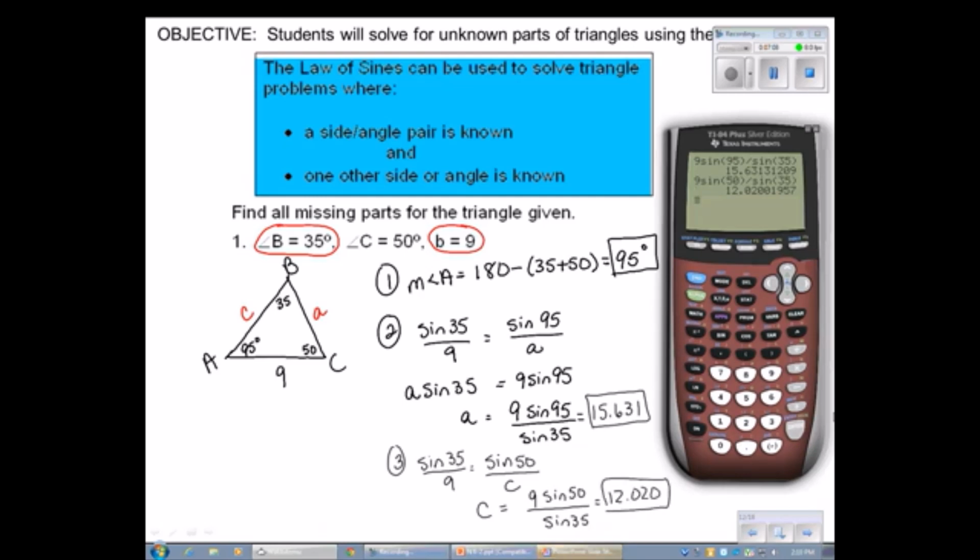Now, I did not have to use the sine of 35 over 9 in part 3. I could have switched and used the sine of 95 over the answer that we got in step 2, and I could use that to solve for little c. You may have a slight difference in the thousandth place due to rounding.